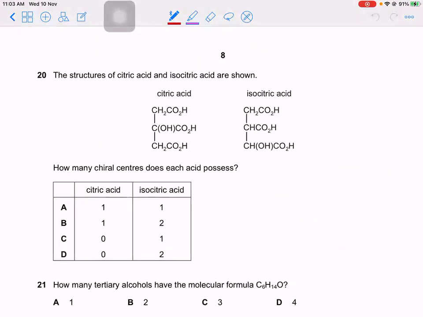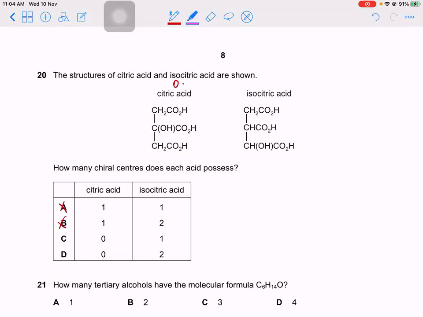All right. Question number 20. The structures of citric acid and isocitric acid are shown. How many chiral centers each possess? Can this be chiral? No. 2 hydrogens. Can this be chiral? No. Double bond. Can this be chiral? No, because this bond and this bond is the same. Can this be chiral? No, double bond. Can this be chiral? 2 hydrogens. Can this be chiral? Double bond. No. How many chiral carbons do you have here? 0. A, B can't be the answers.